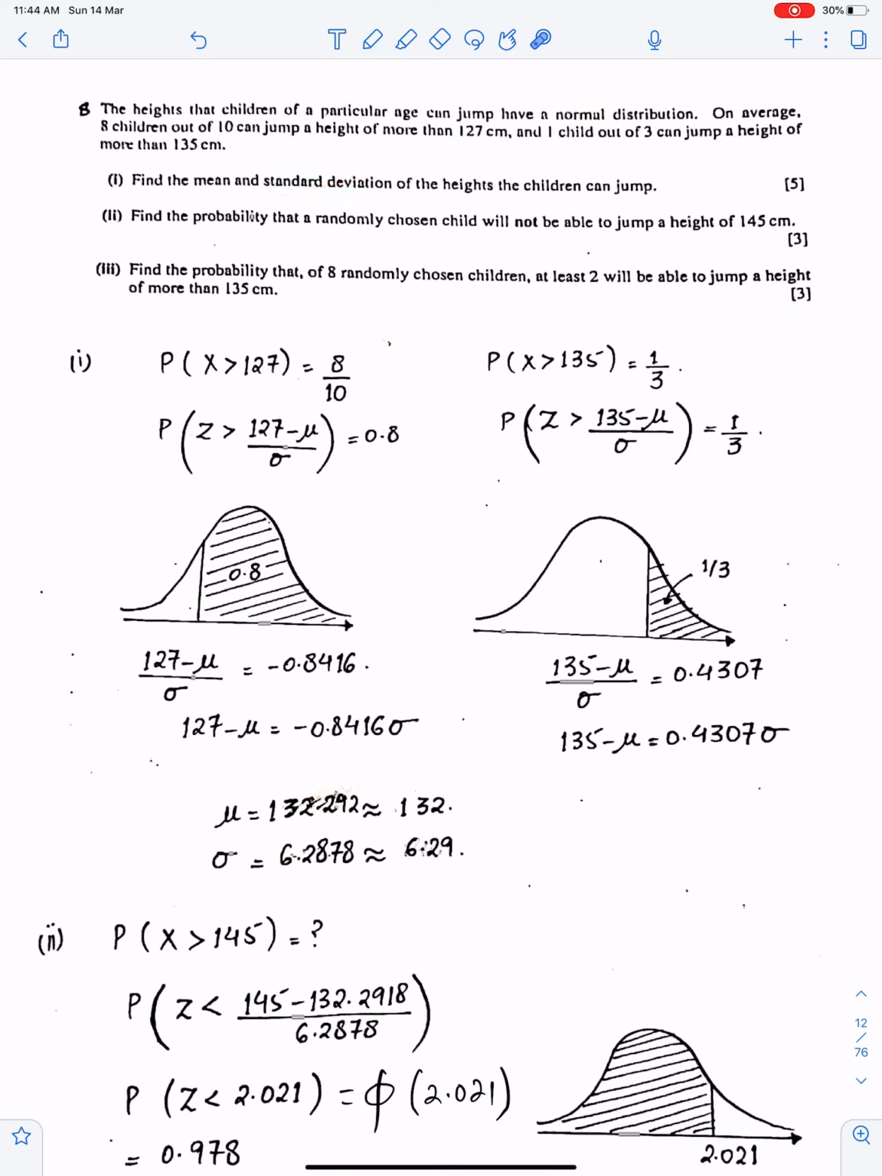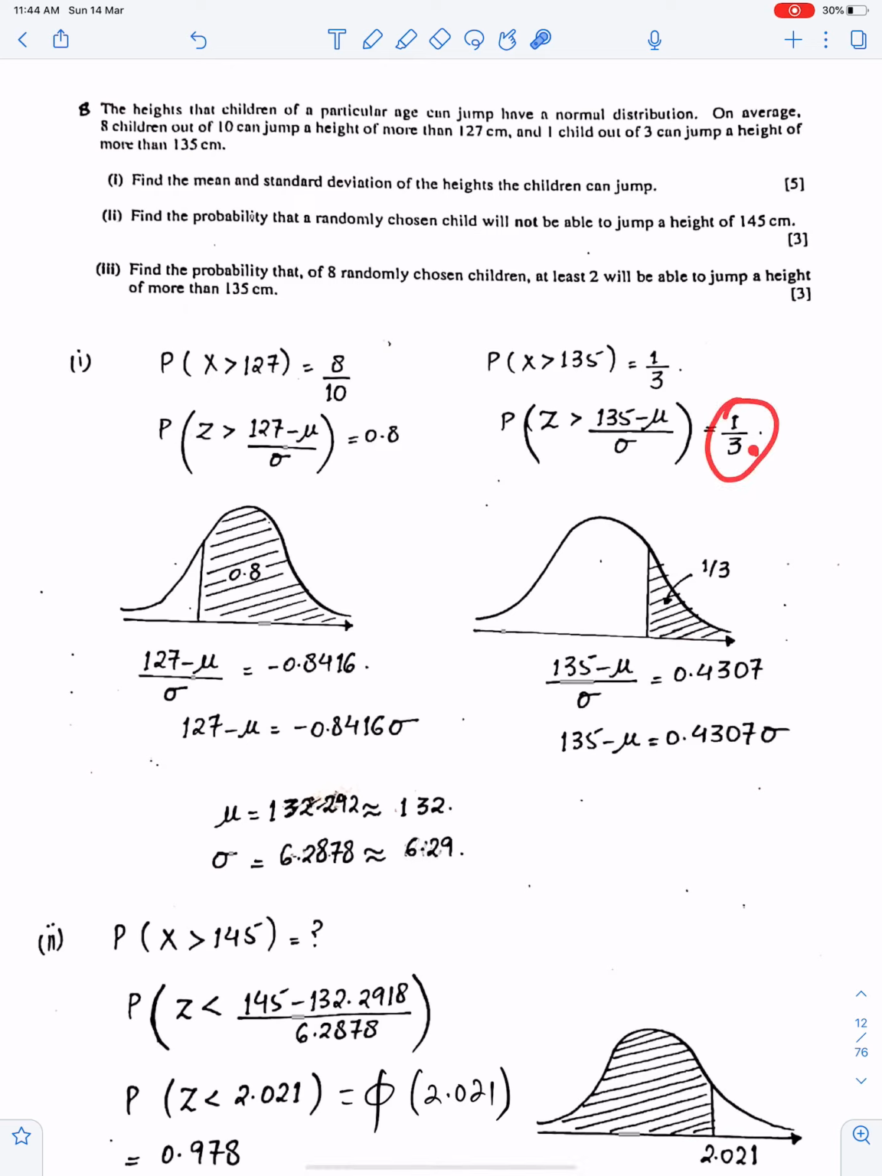So you have to shade this area according to the sign of inequality. This area is here. This number must be negative, so it's negative, and this area is positive because this is well before the zero. So this is equal to this, and this thing is equal to minus 0.846. Get two equations, solve them simultaneously and get the values of mu and sigma.